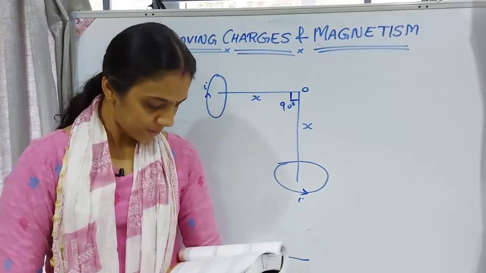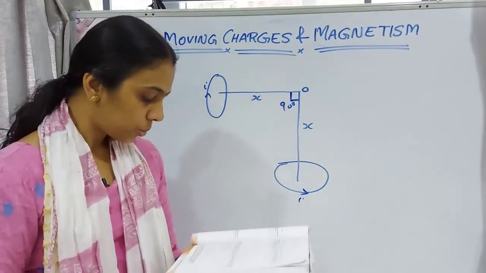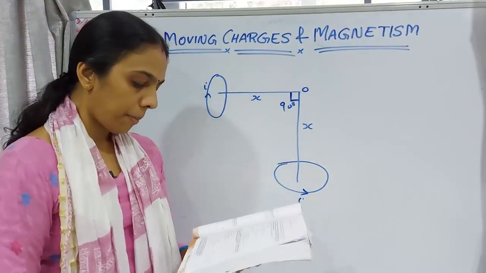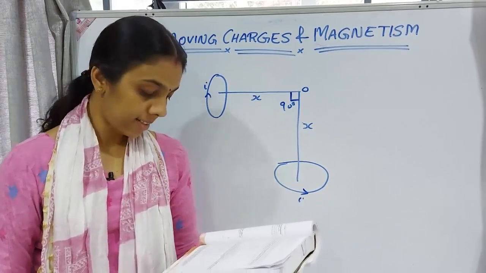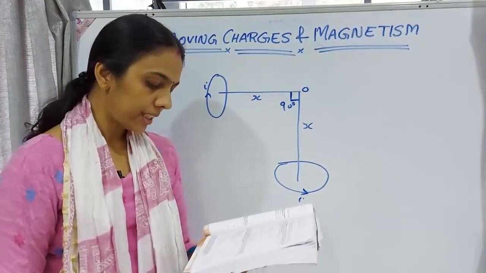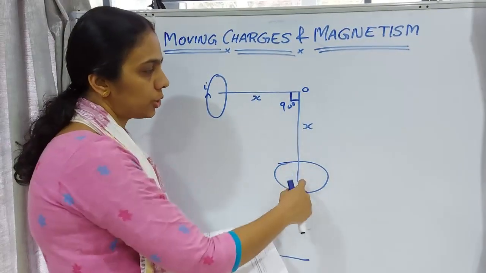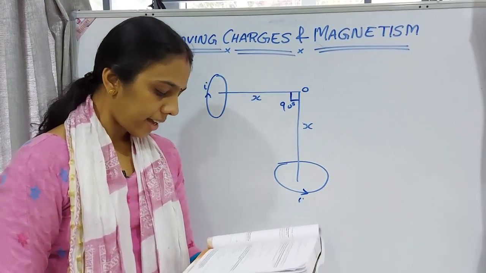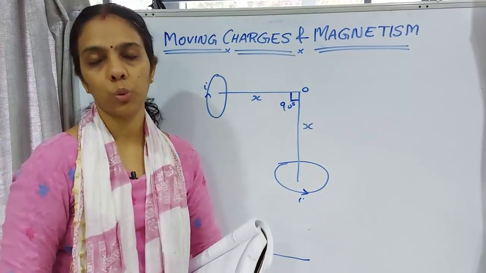Okay, so in the last video, I gave one homework for you, which was: two small identical circular loops marked 1 and 2, carrying equal currents, are placed with geometrical axes perpendicular to each other as shown in the figure. Find the magnitude and direction of the net magnetic field produced at the point O.